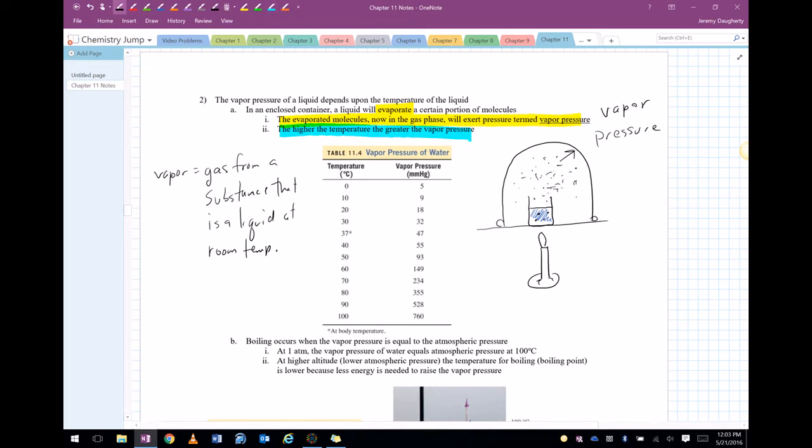Now there's usually something called a vapor pressure table, which is this right here. You don't have to memorize this kind of stuff. We'll use this in AP. We'll do a lab where we have to take out the vapor pressure, but generally we don't do too much work with that here your first year.